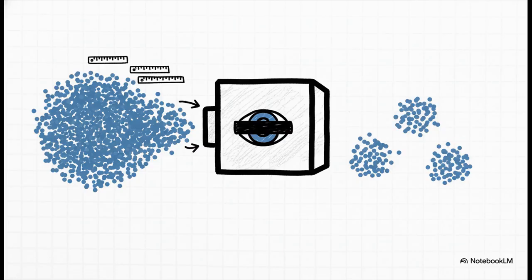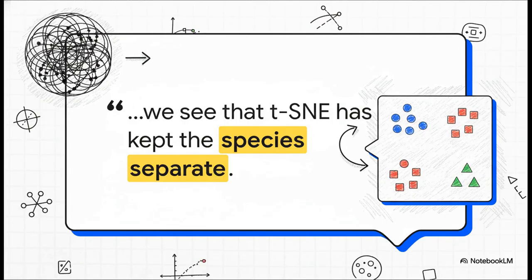It's working completely on its own, just looking for patterns in the numbers. And here's the magic. After t-SNE does its thing and makes its 2D map, then we go in and color the dots based on which species they really are. And what do you see? It worked. The algorithm, with no help at all, found the natural groupings and separated the different species into their own little clusters. That's incredible.